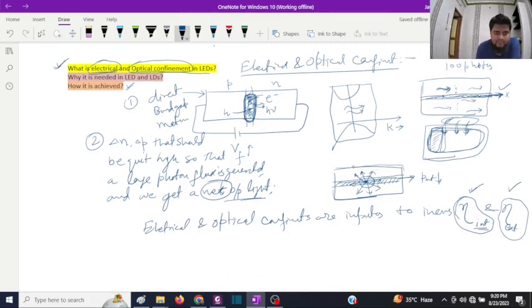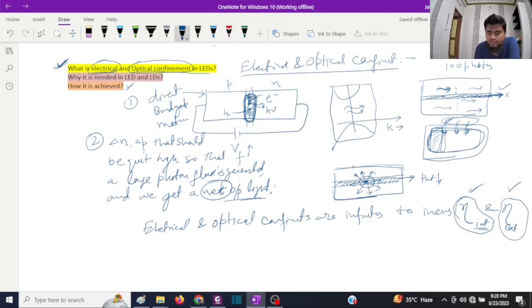What is electrical confinement? Electrical confinement means confining all these electrons and holes in a particular region. And optical confinement means that all the generated light should go from the generation point to the output.